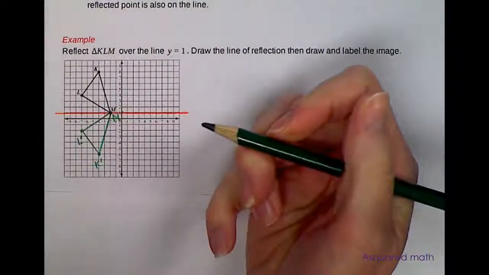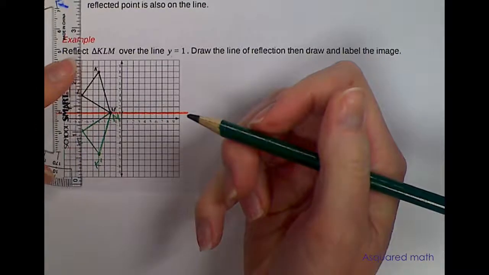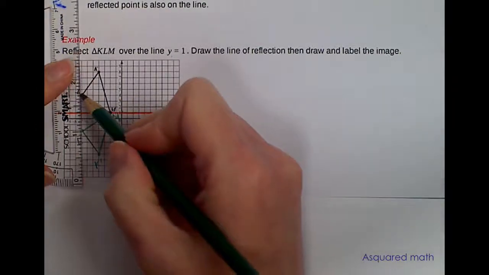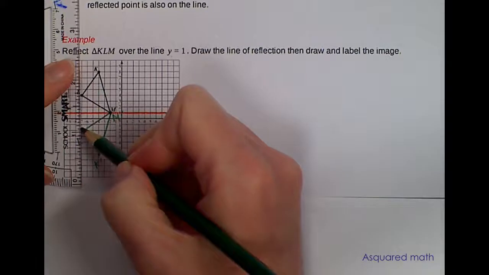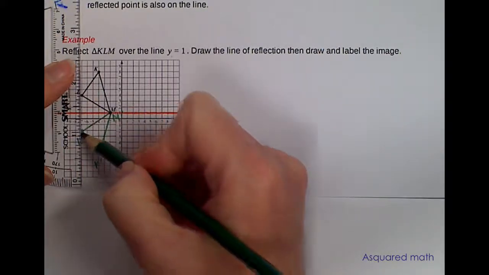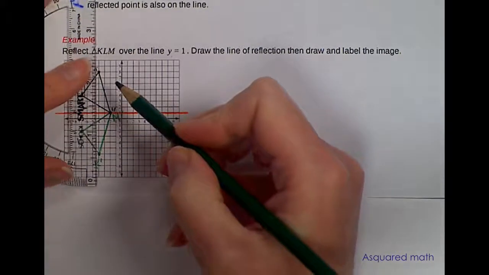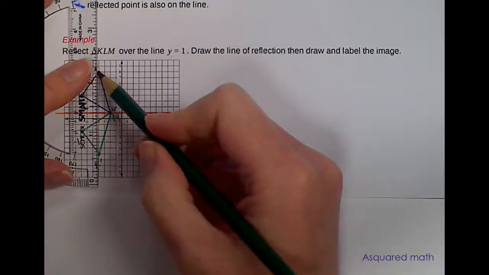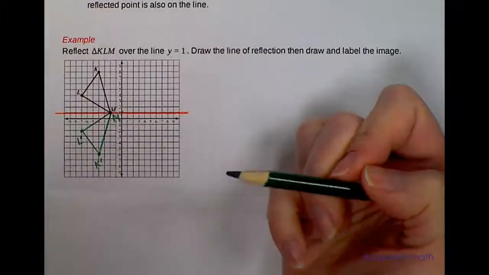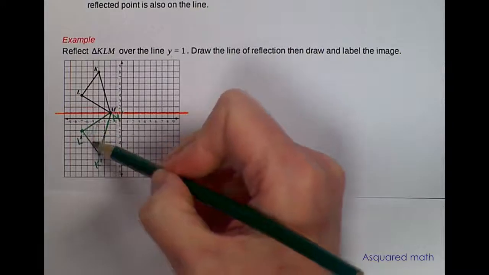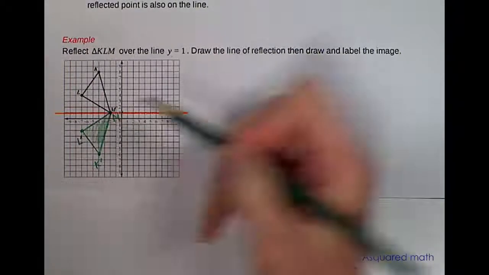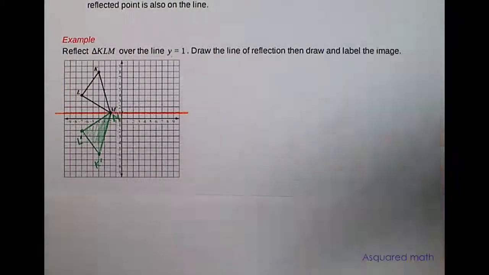And you can always double check everything. If you take your straight edge and you take a look, L and L prime are perpendicular to our line of reflection. Same thing with K and K prime. They are both perpendicular to that line of reflection. So this green triangle here is our K prime, L prime, M prime.